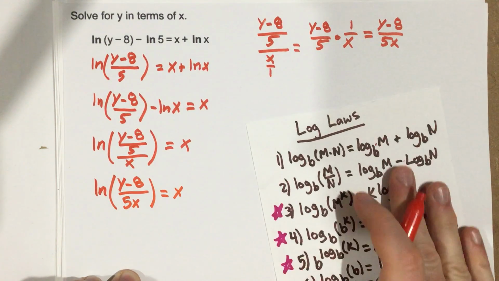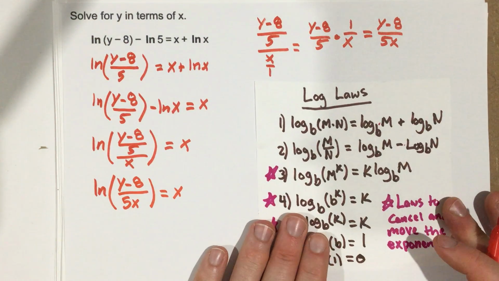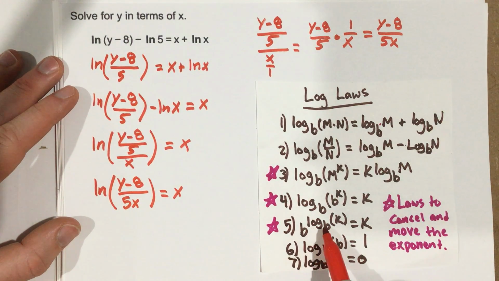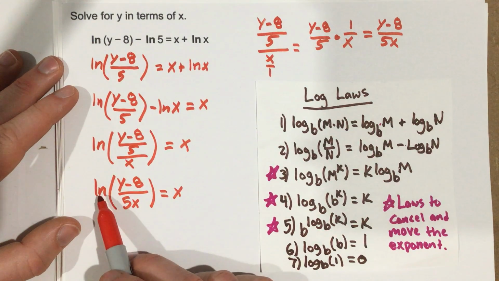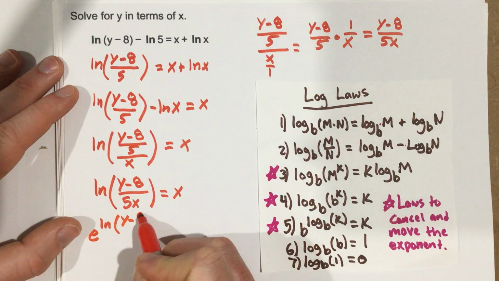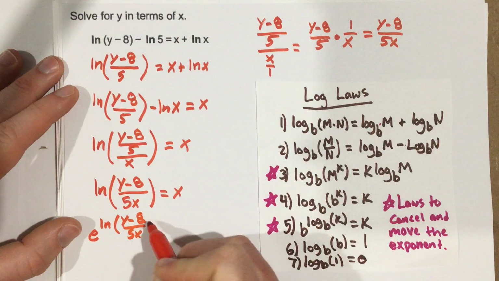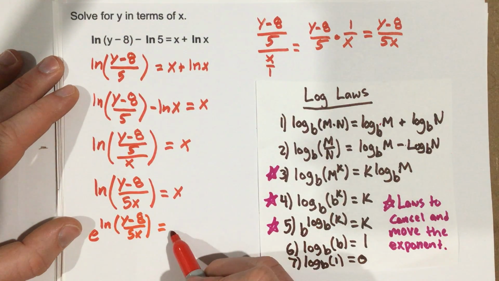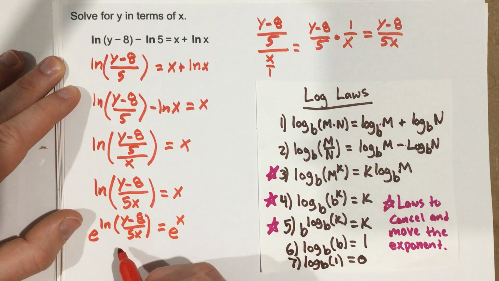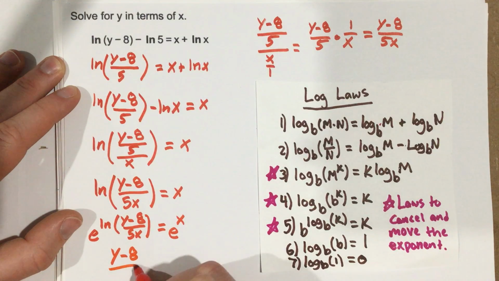equals x. Now at this point I want to use a cancellation law, and I'm going to use this log law that says if I take whatever the base is for my logarithm and I make it the base for an exponential, they're going to cancel each other out. So my base for my logarithm is e, so I'm going to say e to the natural log of y minus 8 over 5x is going to equal, and I have to do it to the right side too, e to the x. This cancels, leaving you with y minus 8 over 5x equals e to the x.